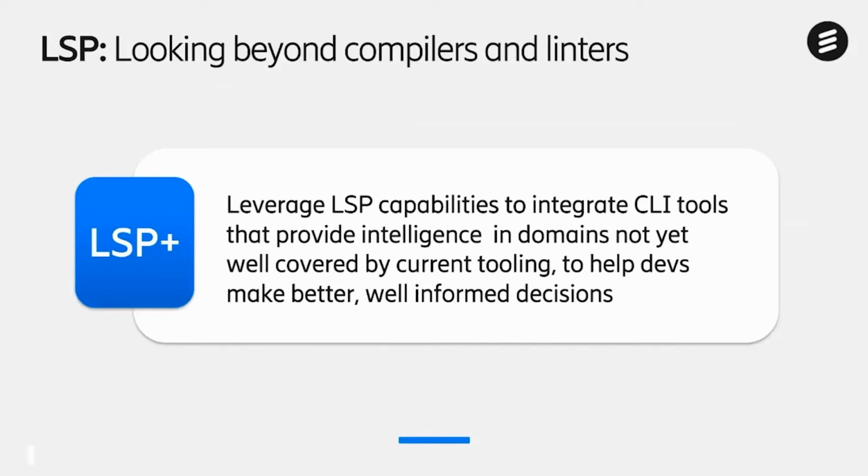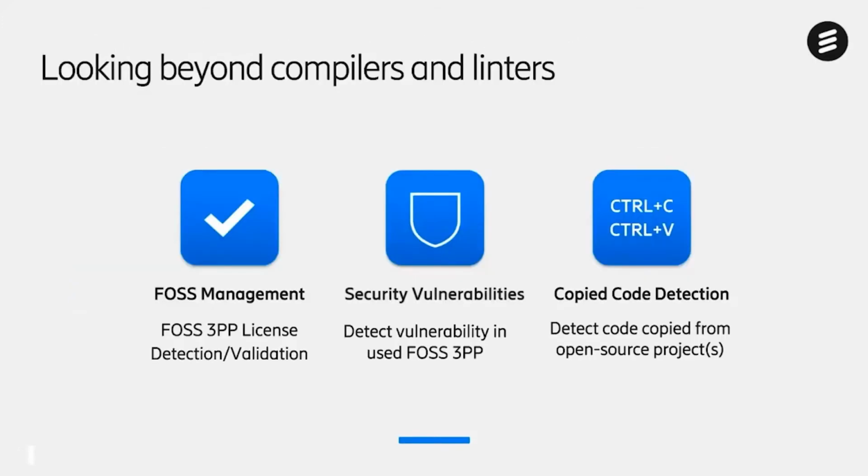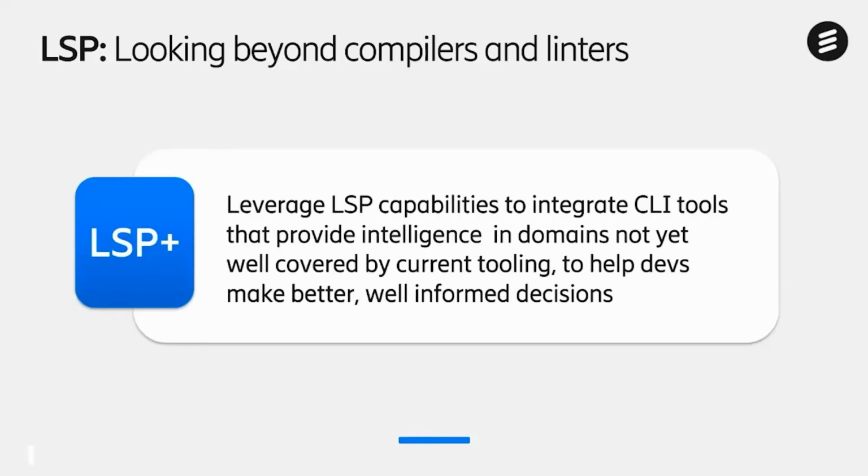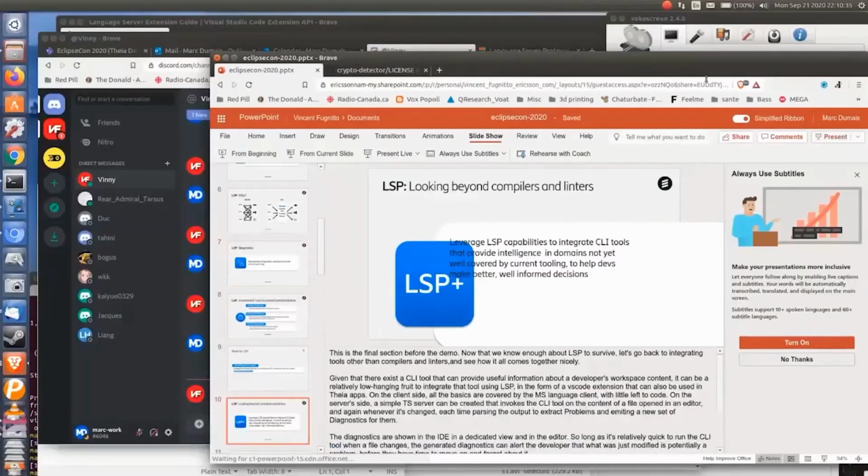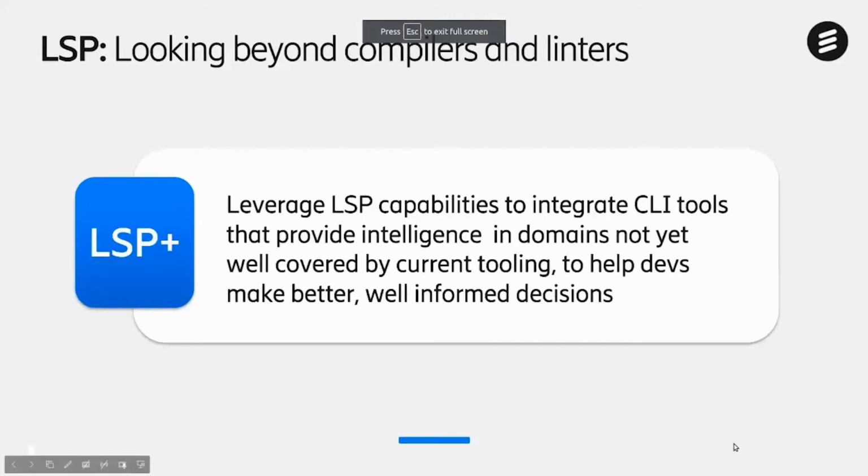Now that we know enough about LSP to survive, let's go back to integrating tools other than compilers and linters and see how it all comes together nicely. Given that there exists a CLI tool that can provide useful information about a developer's workspace content, it can be relatively low-hanging fruit to integrate that tool using LSP in the form of a VS Code extension that can be used as well in Theia applications. On the client side, all the basics are covered by the Microsoft language client with little left to code. On the server side, a simple TypeScript server can be created that invokes the CLI tool on the content of an open file editor, and again whenever it's changed, each time parsing the output of the tool, extracting problems, and emitting a new set of diagnostics for them.